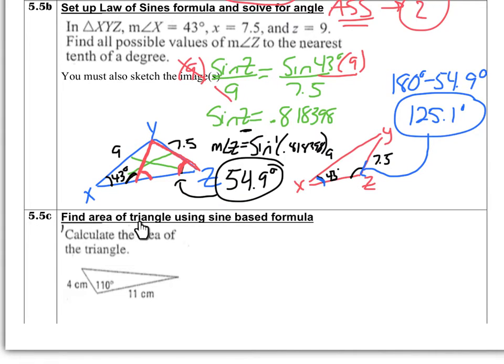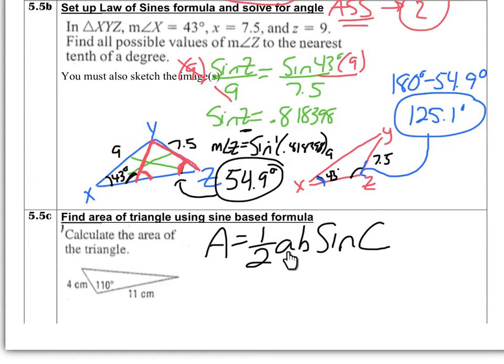5.5c, we need to find the area of a triangle using the sine-based formula. So here we have an area of a triangle they want us to find. It's not a right triangle, so technically I cannot use 1/2 base times height. But we have a really great trick. Remember, area is 1/2 AB the sine of C. What that means is you're going to take two sides and you take the angle created by those two sides.